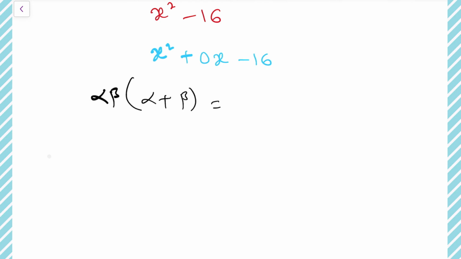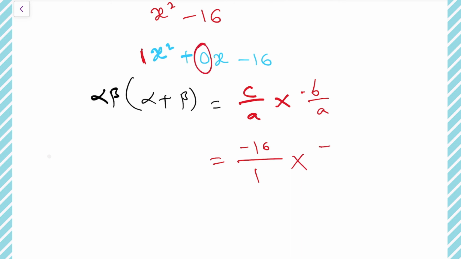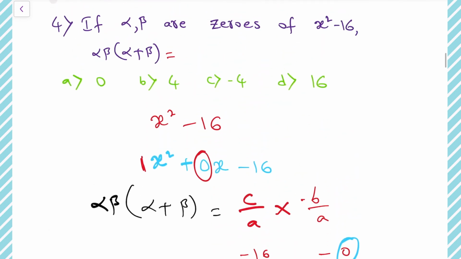Alpha into beta is c by a, into alpha plus beta is minus b by a. Now let us substitute. C value, constant, is minus 16 by a, x square coefficient here, before x square nothing is there, so 1, into minus b value 0 by a, again 1. So here number 0 is there, so 0 into anything is 0 only, so our answer is also 0 only. That is option A again.